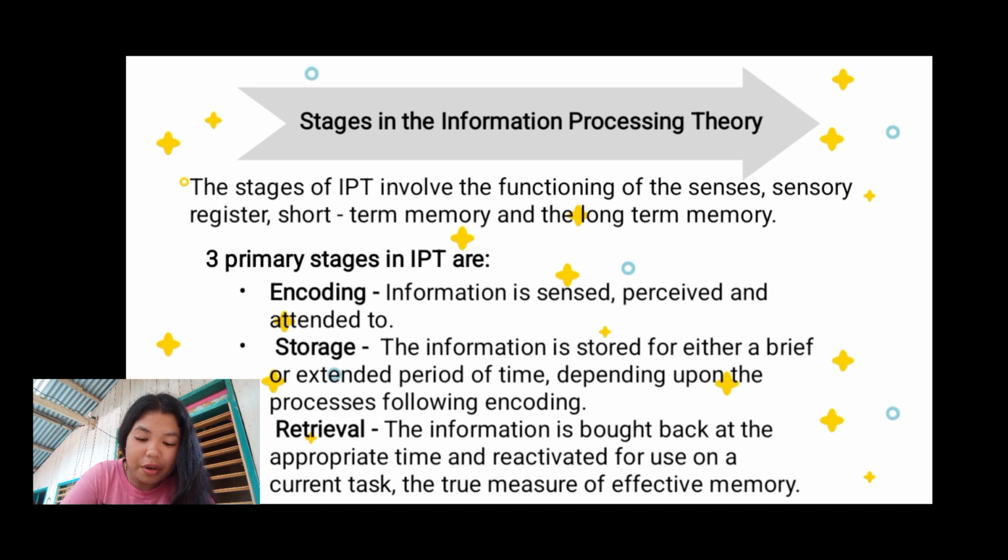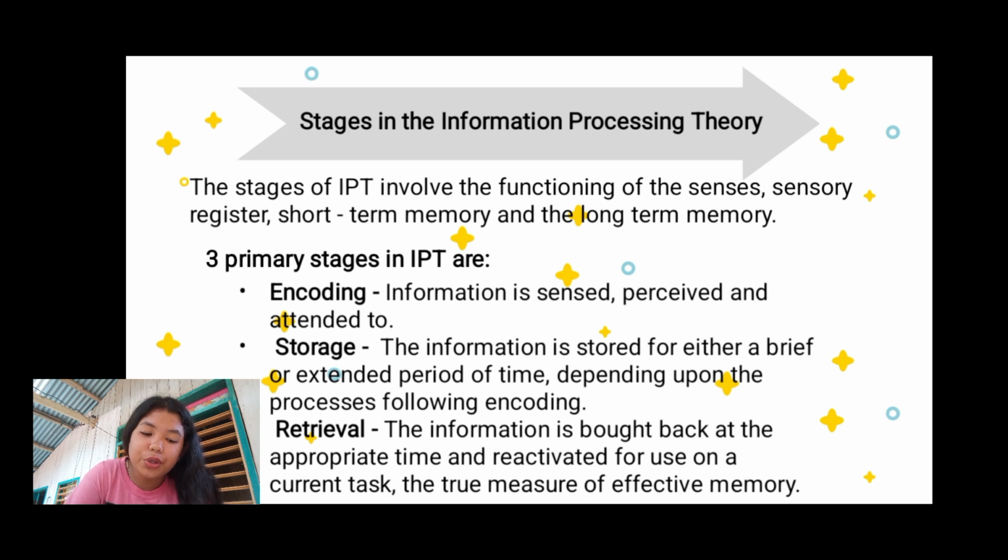Next, storage: information is stored for either a brief or extended period of time, depending upon the processing following encoding. And last is the retrieval. In retrieval, information is brought back at the appropriate time and reactivated for use in a current task, the true measure of effective memory. Encoding is like taking a photo with your brain.